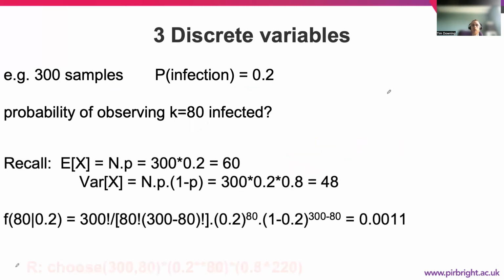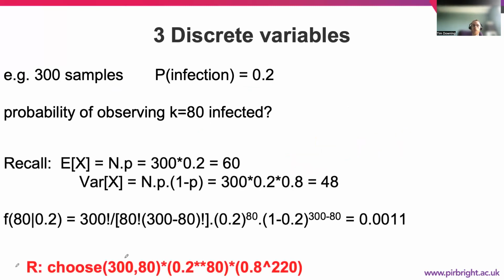In R, we could write this using the choose function: choose(300, 80) by 0.2 to the power of 80 by 0.8 to the power of 220. If we did this, we'd get the answer of about 0.11%.